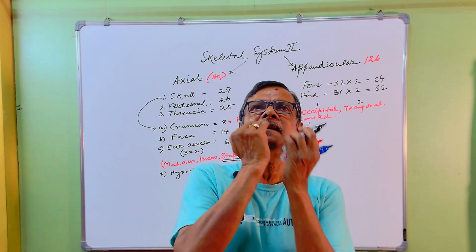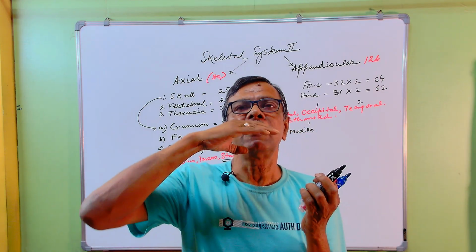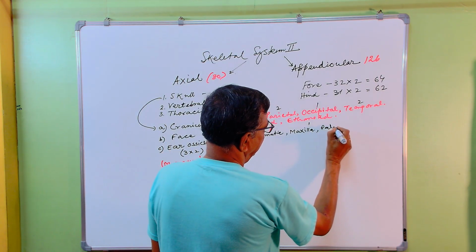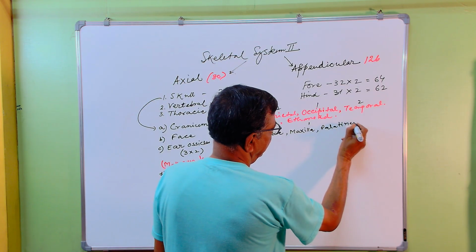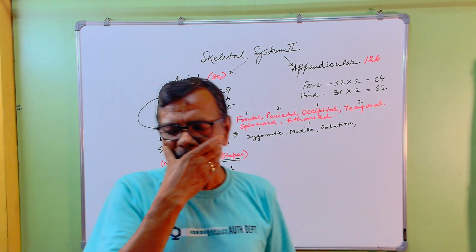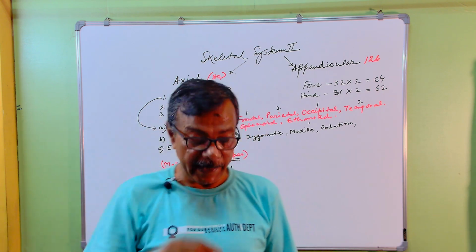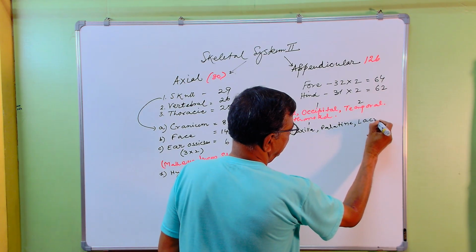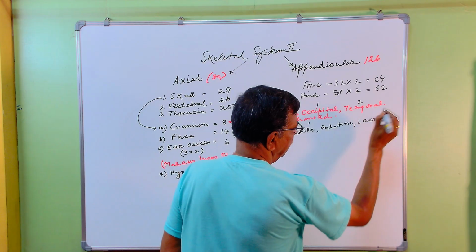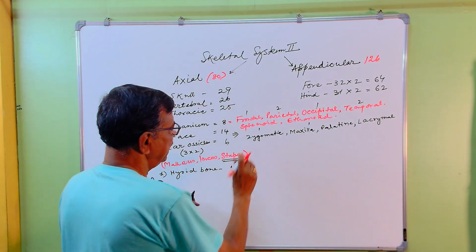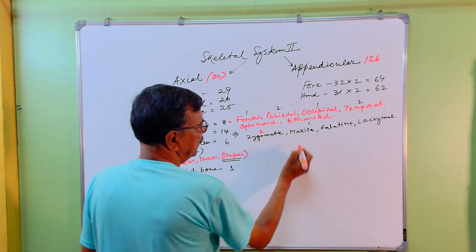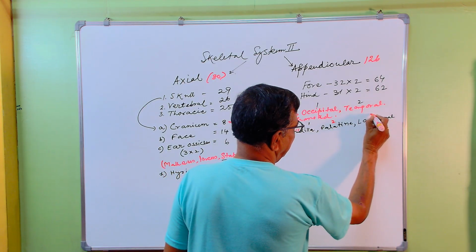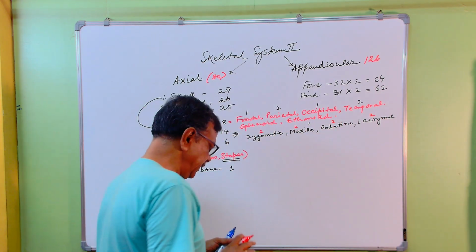After the maxilla, there is the hard palate, which forms the roof of the mouth. It is known as the palatine. Then you come to the lacrimal bones, two of them. So how much is it coming? Zygomatic 2, maxilla 2, palatine 2, lacrimal 2: that is 8.